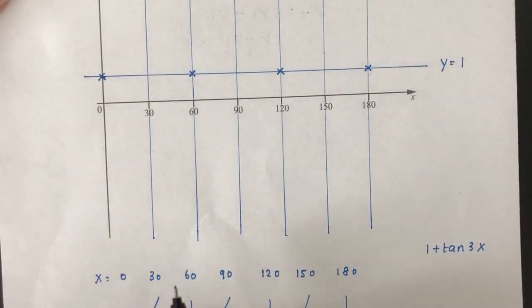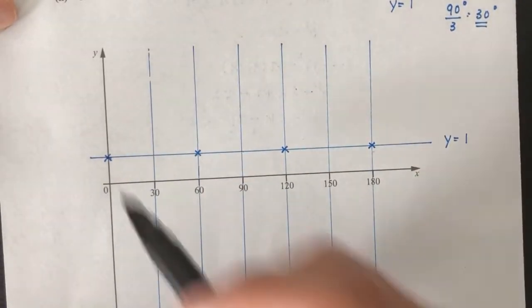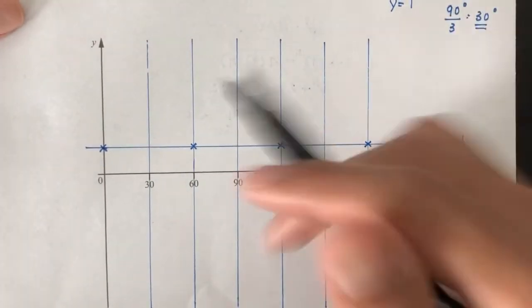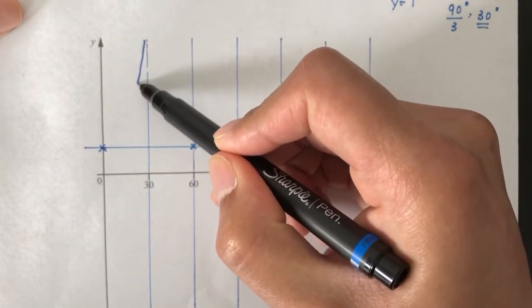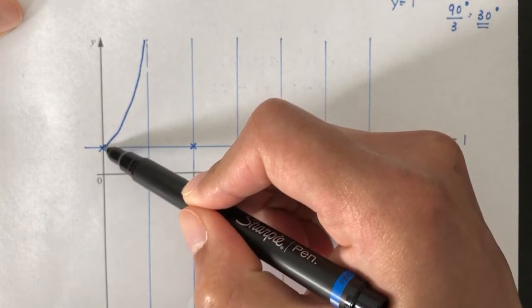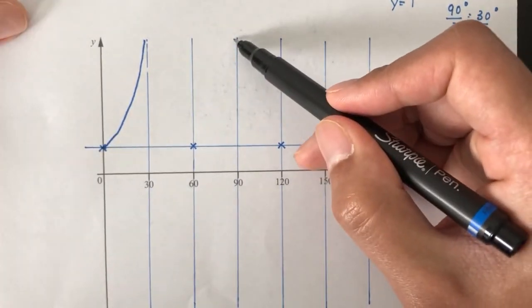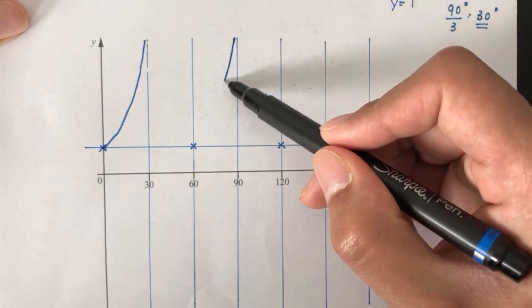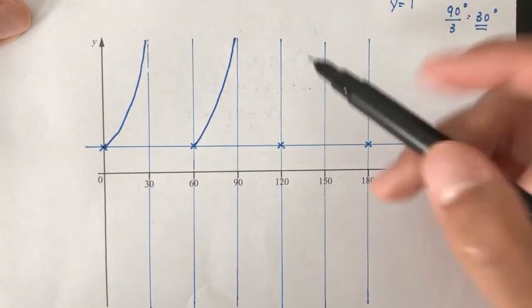So for 30, it is undefined. It means that it does not touch. So it's always going this way. For tan curves, it will be like this. It doesn't touch the line, but it has to go with this. So how about this one? Same thing here. This. How about this one? Same.